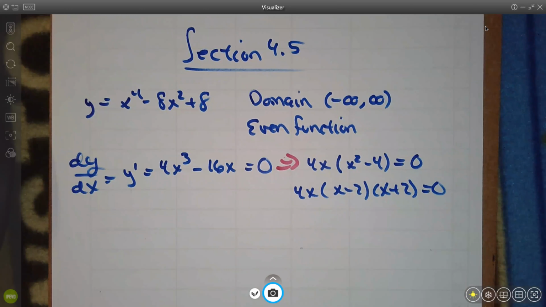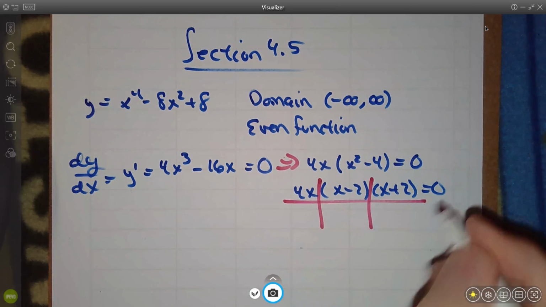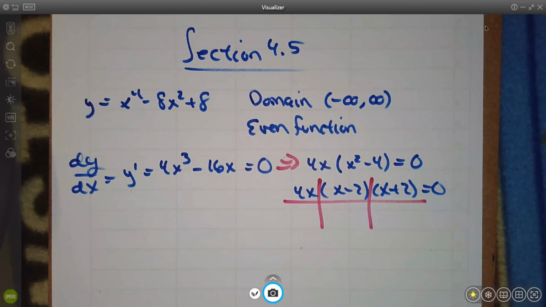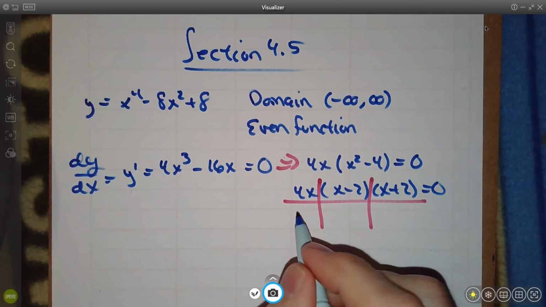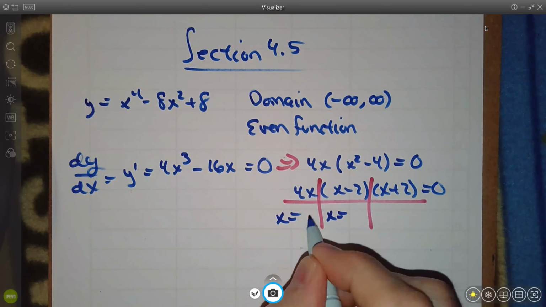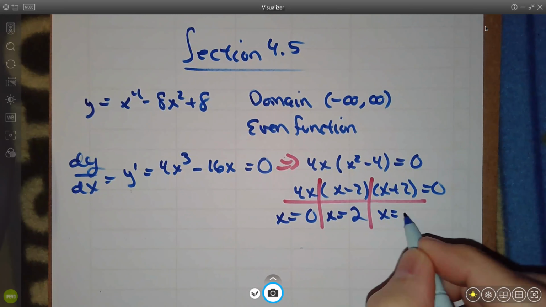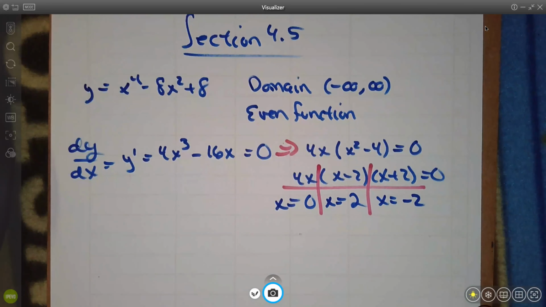The nice thing about this is that I can probably just read off where this is equal to 0. Where does this function equal 0? 0 and 2 and negative 2. Awesome. Thank you, Marley. 0, 2, and negative 2.